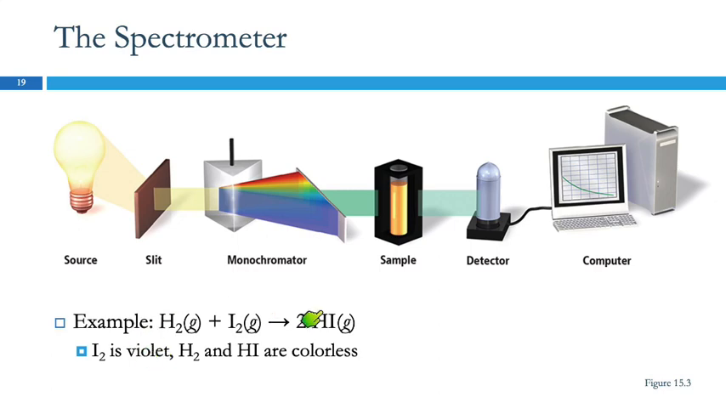And so the more light absorbed, the more of that substance is in the solution. In this reaction that we were talking about, hydrogen gas and iodine gas, hydrogen gas is colorless and hydrogen iodide is colorless, but I2 is a really pretty violet color. So you can measure the absorbance of the gas mixture, and use that to determine the I2 concentration.